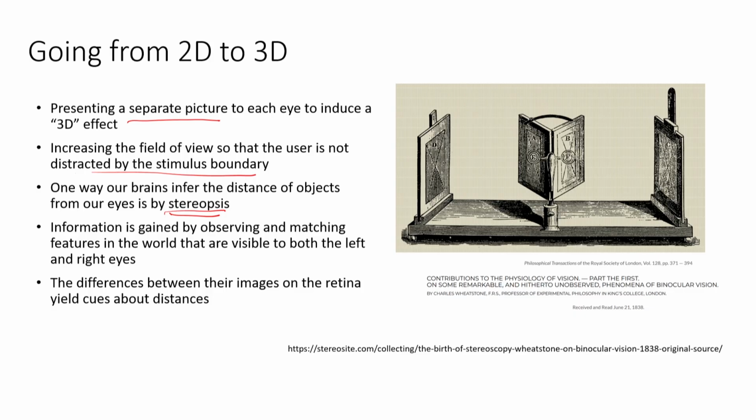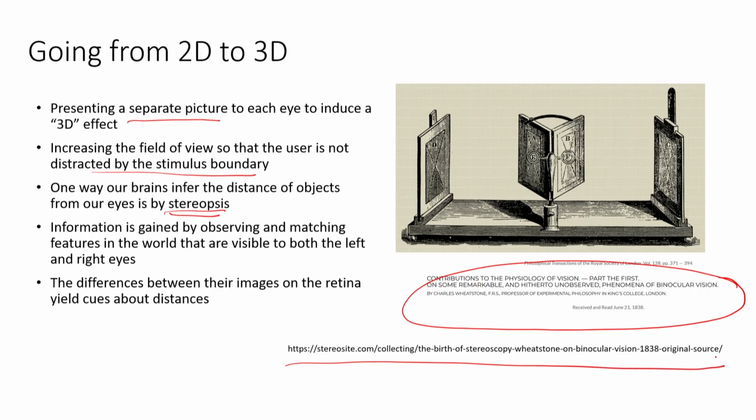You can see here on the right that a paper was published on this work. So, you can find the link to the same here. Paper titled Contributions to the Physiology of Vision, part the first, on some remarkable and hitherto unobserved phenomena of binocular vision. So, information is gained by observing and matching features in the world that are visible to both the left and the right eyes. The difference between their images on the retina gives you the cues about distances.